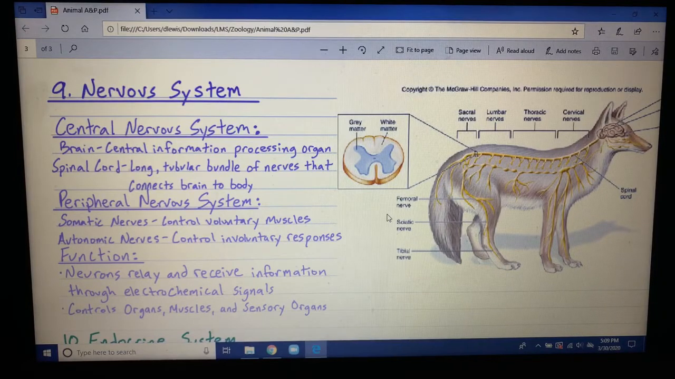Next system is the nervous system, made up of two parts: the central nervous system, which is the brain and the spinal cord, and then the peripheral, which are the nerves or the neurons that are going to be branching out from this brain and spinal cord. The brain's the central processing center. The brain is then connected to the rest of the nerves via the spinal cord.